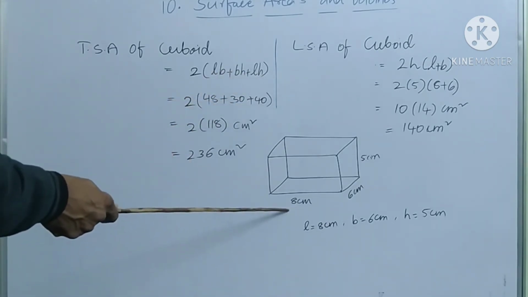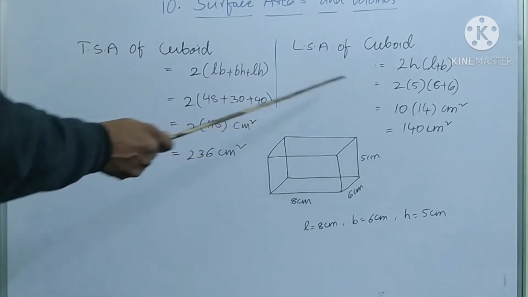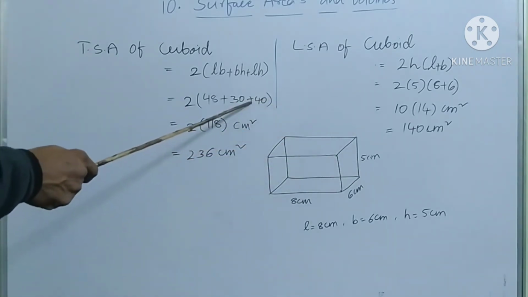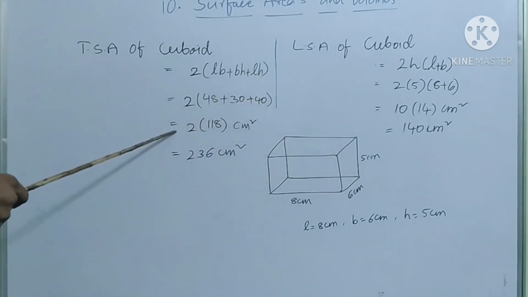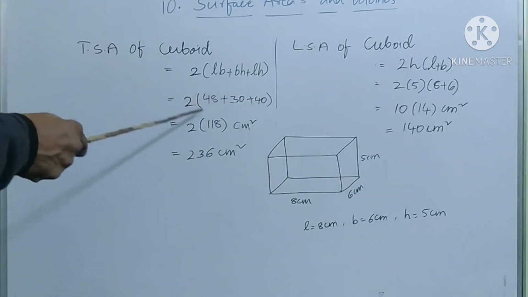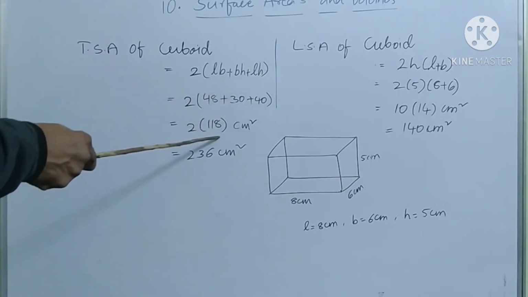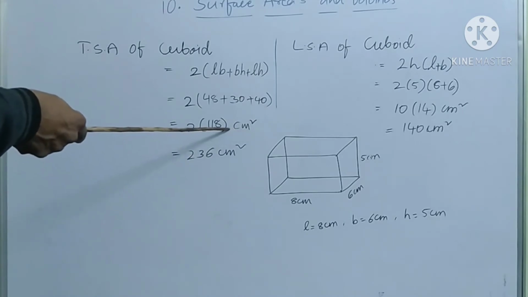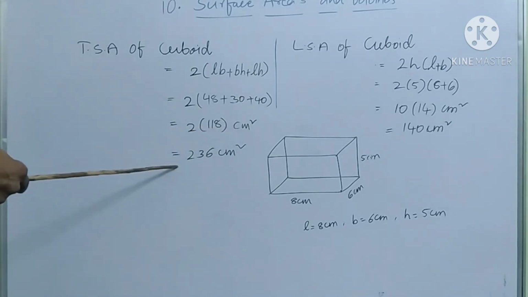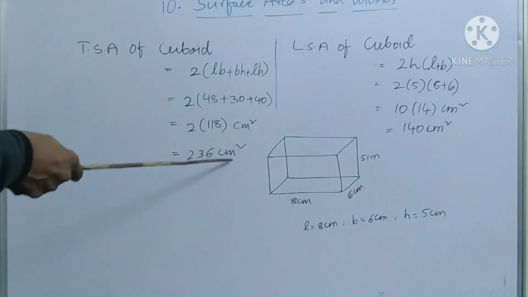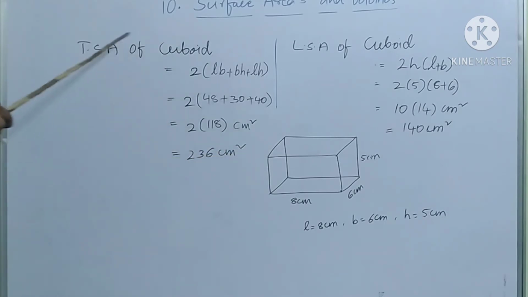Here L is 8 centimeters, H is 5 centimeters. So 8 5s are 40. So that is equal to 2 into the summation of these three values, which is 118. Units are centimeter square. So that is equal to 236 centimeter square. Here centimeter square is the area unit.